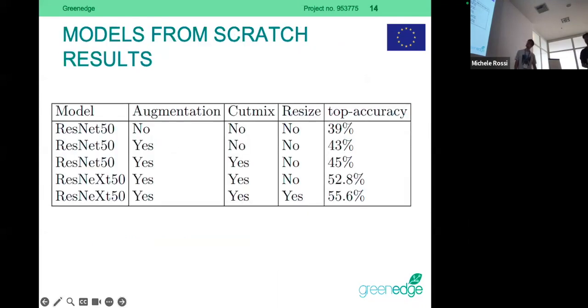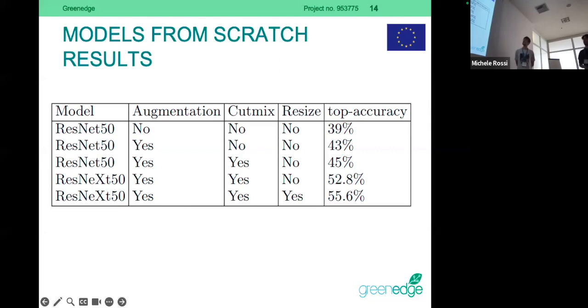Here are some results of this first step. We chose the best model from the accuracy point of view, and this best model was ResNext 50. For the augmentation, we use some simple random horizontal and vertical flipping. And for the more advanced augmentation technique, we saw that cut mix performed better.